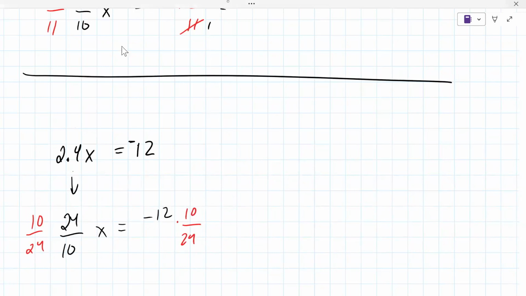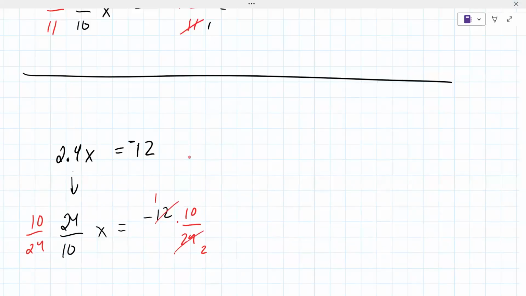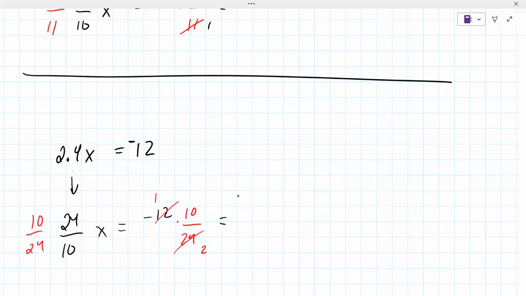So like I see 12 and I'm like, oh, 12 goes into 24. Yeah, so then I got 1 and 2. Okay. So keep going. What is 10 divided by 2? 10 divided by 2 is 5 over 1. So it's -5. That's it. Okay. Yep. All right, let me see if I can find another one here. Try not to make these crazy.